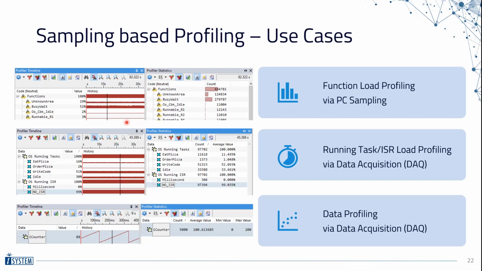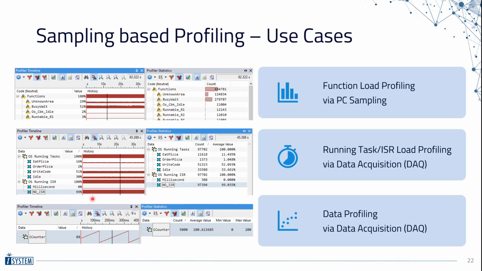The second use case works in a similar fashion, but instead of the PC, here we sample the OS running task and running ISR variables. So the result is an OS task and ISR load distribution. The display is again a statistics across all samples and also as a load distribution over time.